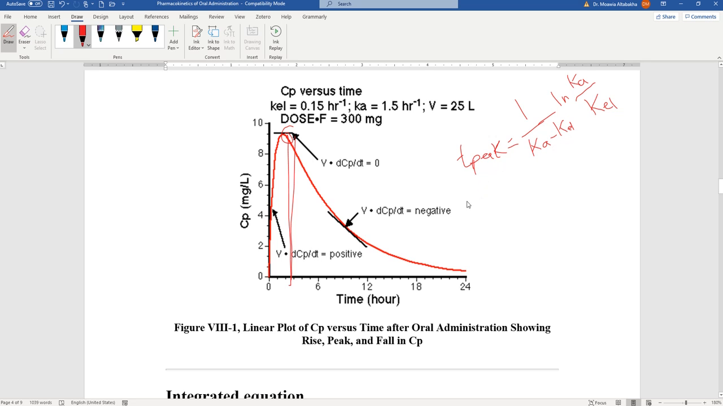The bioavailable fraction does not affect the T peak. What affects the T peak are only two constants, Ka and KL. And of course KL is related to the drug and the patient. We cannot play with them. Ka, we can play with the formulation, for example, or the route of administration, in order to influence the T peak. We will see this later.